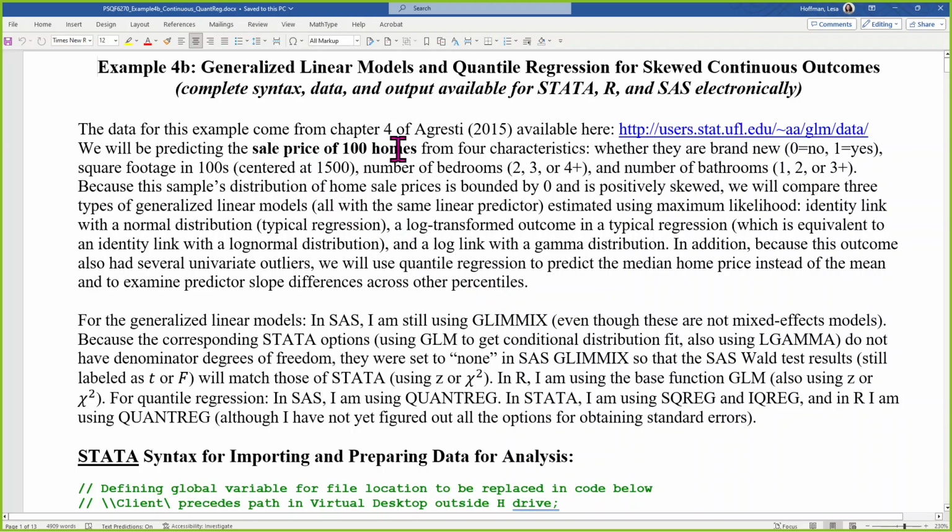So this example is ostensibly real data, but I have my doubts. This came from chapter 4 of the Agresti book, whose chapters are on your reading list. These are sale prices of 100 homes, and I am coding 4 different characteristics as predictors: whether the house is brand new construction, square footage in the hundreds centered at 1,500 square feet as a reference house, the number of bedrooms, 2, 3, or 4 or more, and number of bathrooms. The distribution, of course, is bounded by 0 and is positively skewed for house prices. So we're going to look at different options for fitting that.